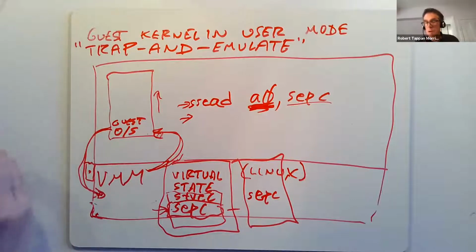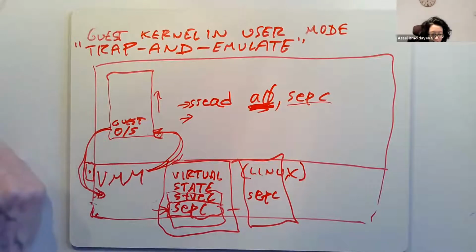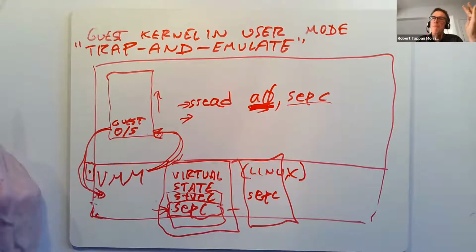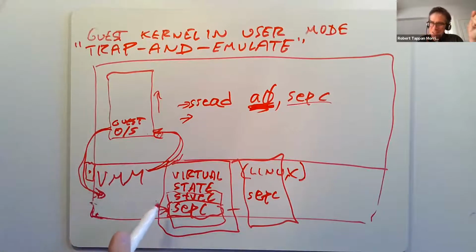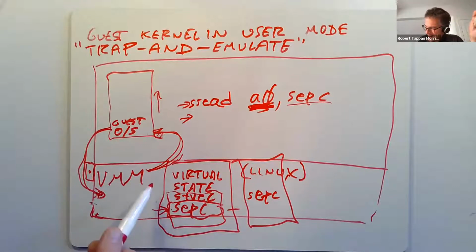So the guest operating system will have some registers in the actual hardware that are the registers the guest OS uses. So why do we not use the actual SEPC, but use a virtual one? The reason is that the virtual machine monitor needs to use the real registers.